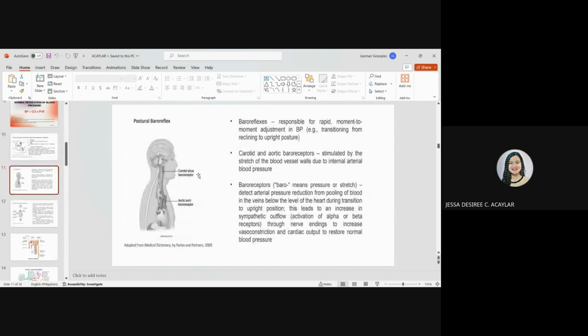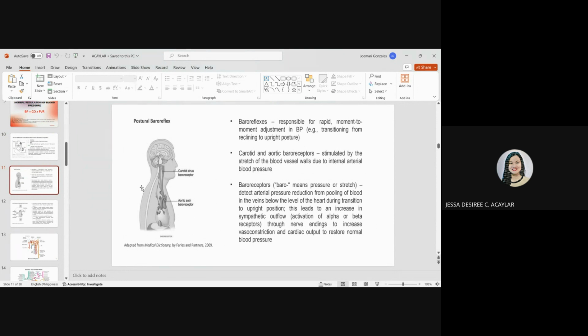So, eto po, may nilagay po akong image ng postural baroreflexes. So, baroreflexes is responsible for the rapid moment-to-moment adjustment in the blood pressure. Example po nito is yung pag-transition from reclining to upright posture po. So, carotid and aortic baroreceptors.